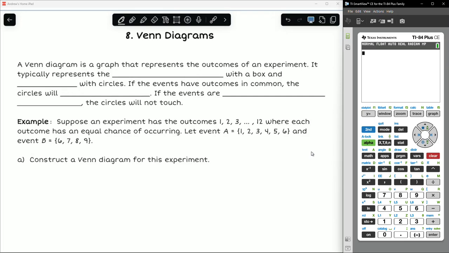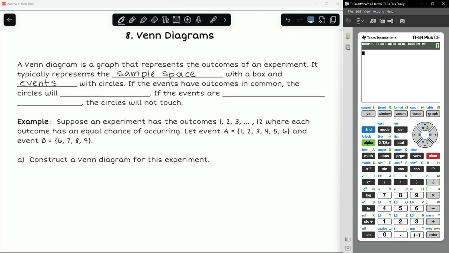In this video, we're going to talk about our last tool to help us understand and calculate probabilities. And this tool is called a Venn diagram. In a Venn diagram, we typically represent the entire sample space with a box. And remember that sample space is the list of all possible outcomes. And we represent the specific events that we're interested in with circles.